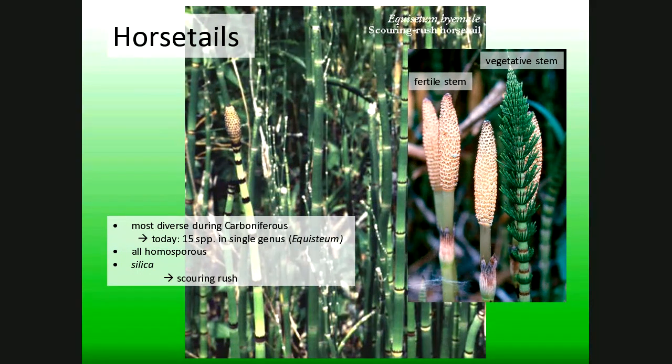All horsetails are homosporous, so we're going to produce a bisexual gametophyte, and these were the ones you remember had the silica. They're called scouring rushes. Rush is a type of plant, and these are called scouring rushes because of the roughness of the silica.